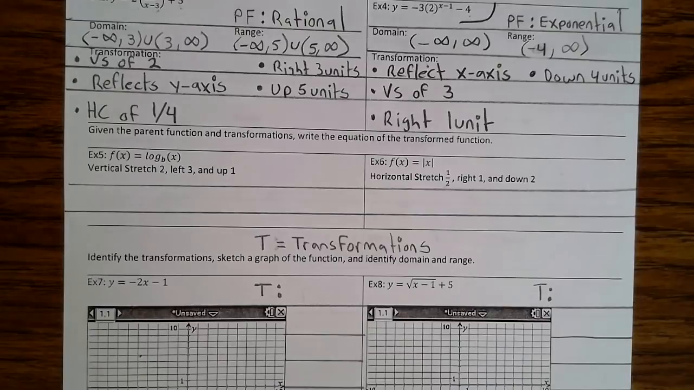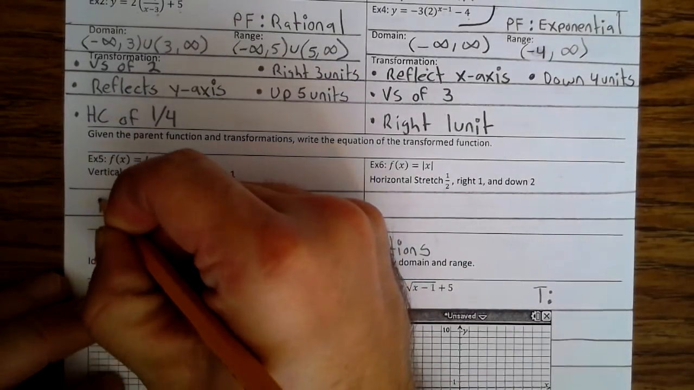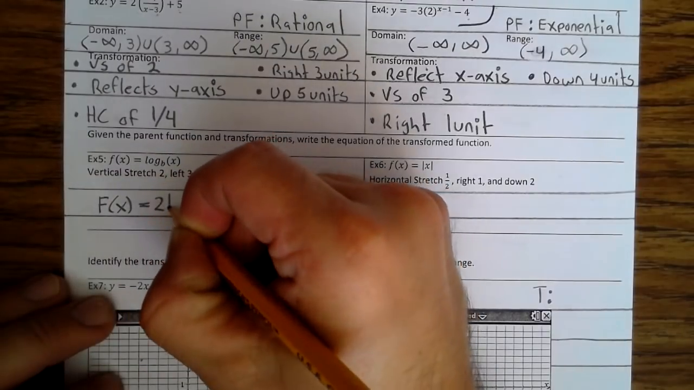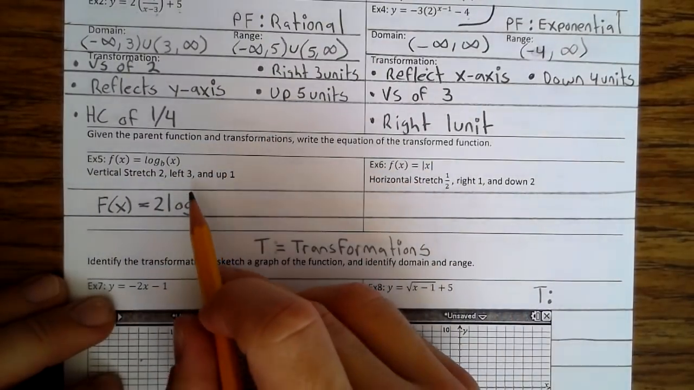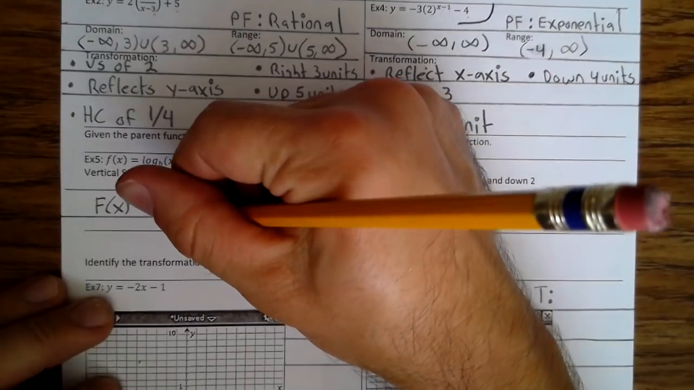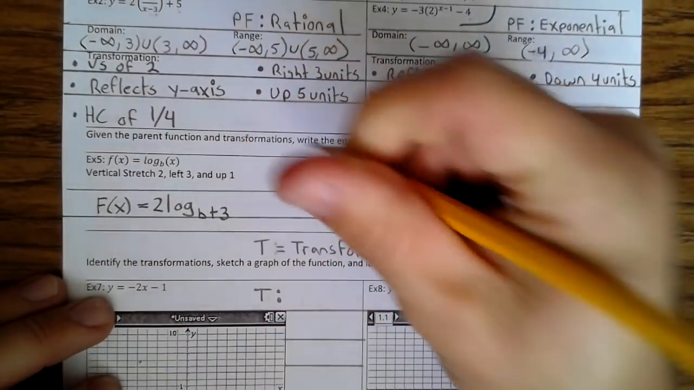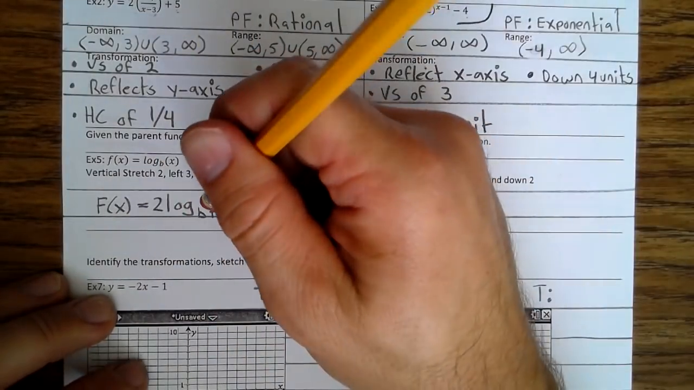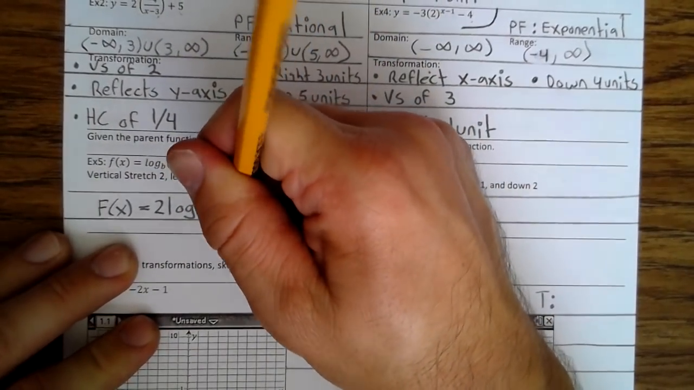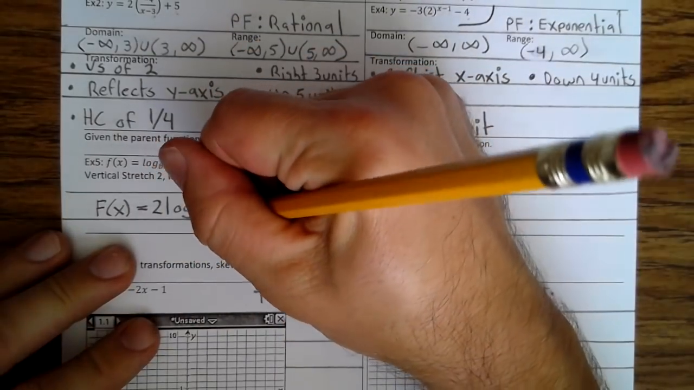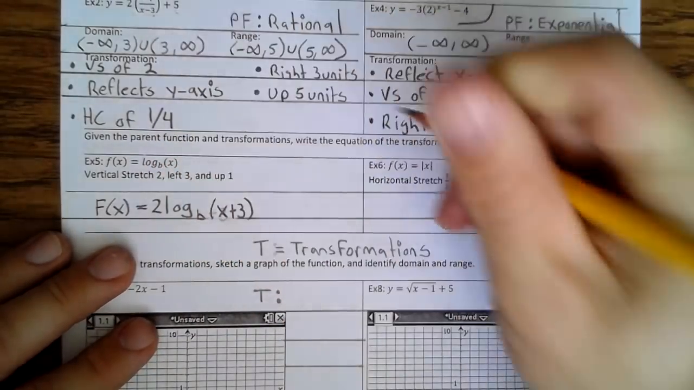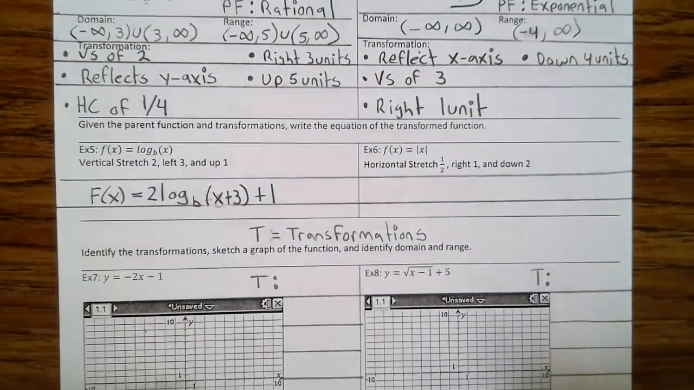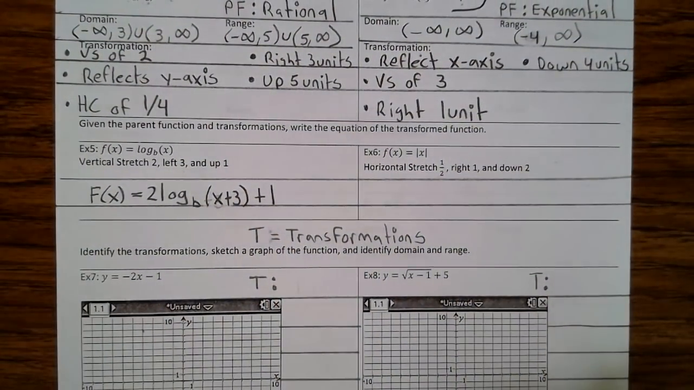Given the parent function and transformations, write the equation of the transformed function, okay? So vertical stretch of 2, that means the 2's in front, so we have f of x equals 2 log base b of x plus 3. Sorry about that minor mistake there. And then plus 1, because b is the base.